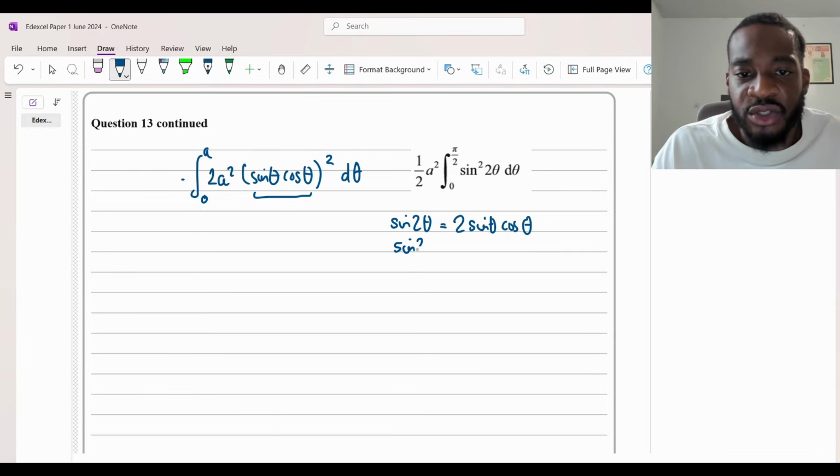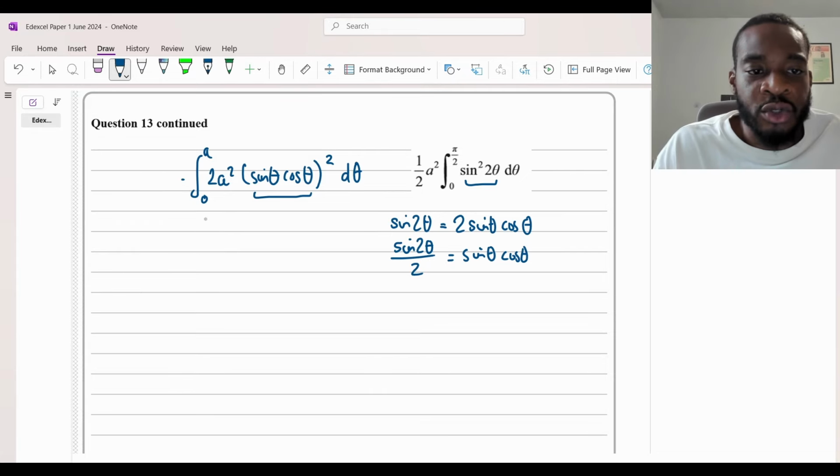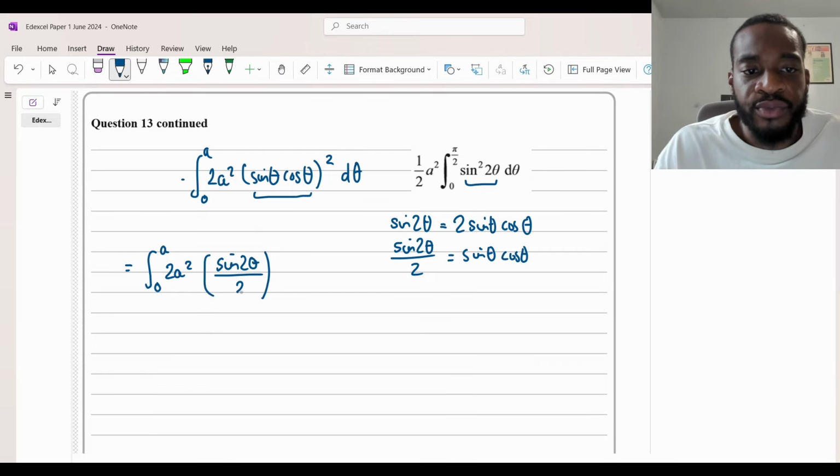If I divide both sides by 2, I'm going to have sine 2 theta divided by 2 is equal to sine theta cos theta. And that is fantastic because now I can replace that with sine 2 theta over 2. And then that way I get that sine 2 theta, which we need. So doing that, the next step is going to be the integral between 0 and a. Still got to do the limits, by the way. It's going to be 2a squared, and then instead of sine theta cos theta, we know that that's sine 2 theta divided by 2, all squared d theta.